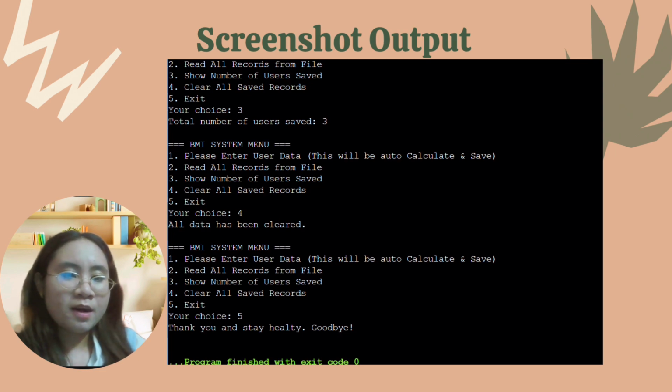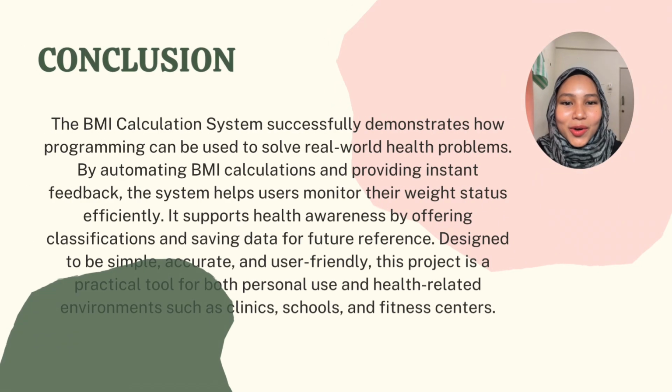Conclusion: the BMI calculation system successfully demonstrates how programming can be used to solve real-world health problems. By automating BMI calculations and providing instant feedback, the system helps users monitor their weight status efficiently. It supports health awareness by offering classification and saving data for future reference. Designed to be simple, accurate, and user-friendly, this project is a practical tool for both personal use and health-related environments such as clinics, schools, and fitness centers.